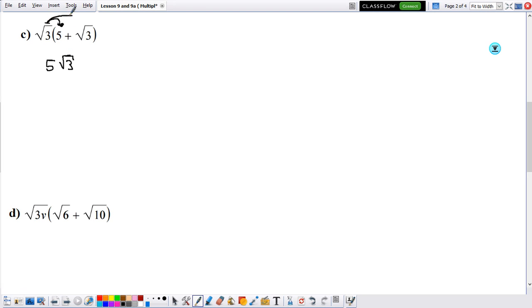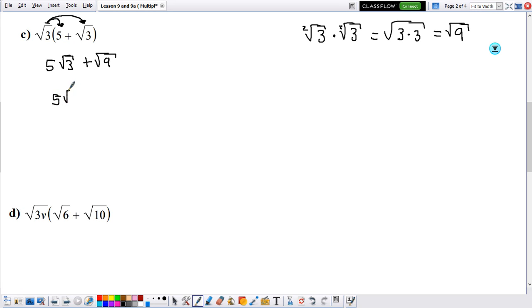And now we have the square root of 3 times the square root of 3. From the previous examples, we know that both of them have the same root here. There's always an imaginary 2. So we can just multiply the insides. So now it becomes 3 times 3, which is just the square root of 9. So plus the square root of 9. Can we simplify the following? Notice that the square root of 9 is 3, so we can rewrite this as 5 square root of 3 plus 3. And we're done.